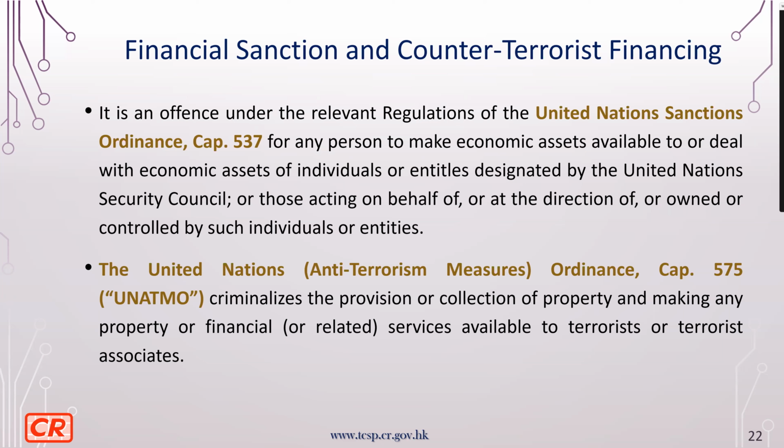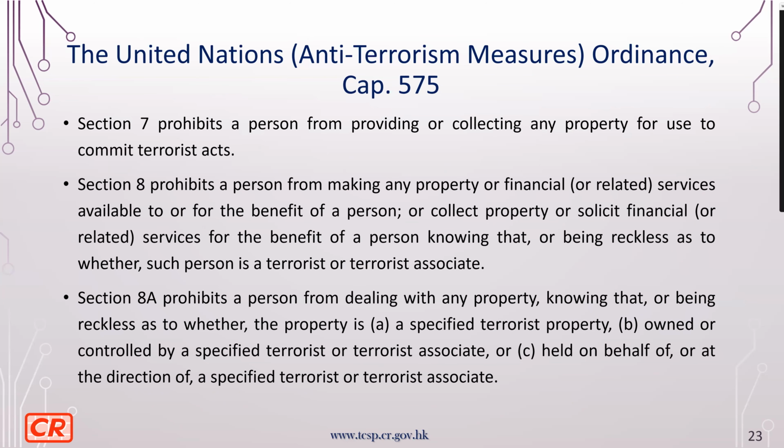For terrorist financing, the UN Anti-Terrorism Measures Ordinance, Cap 575, UNAMO, criminalizes the provision or collection of property and making any property or financial or related services available to terrorists or terrorist associates. As you can see on this slide, UNAMO prohibits, by Section 7, a person from providing or collecting any property for use to commit terrorist acts, and by Section 8, from making any property or financial or related services available to a terrorist or terrorist associate, or collecting property or soliciting financial services for the benefit of terrorists or terrorist associates. Also, by Section 9, from dealing with any specified terrorist property.